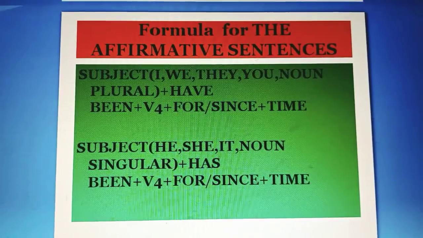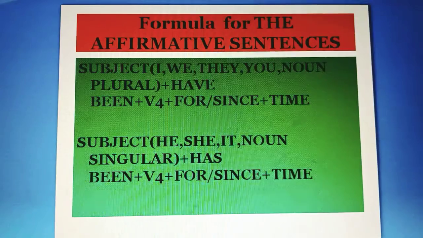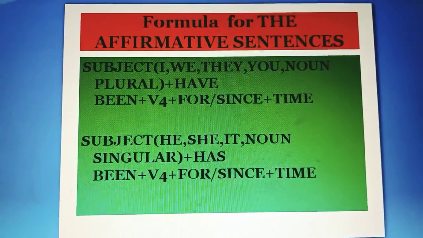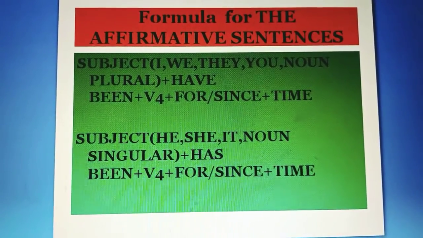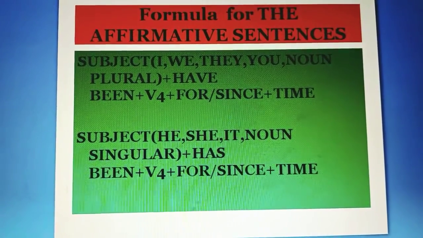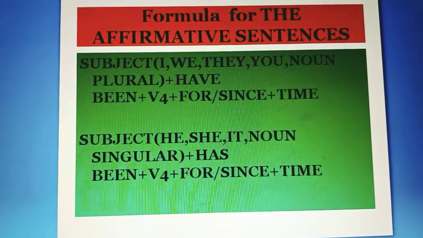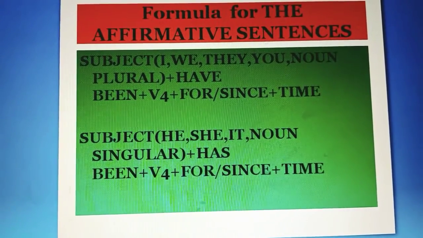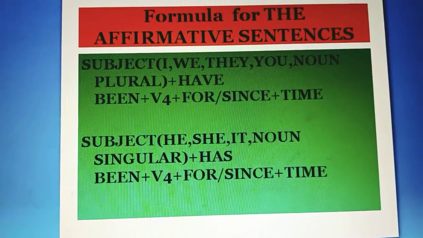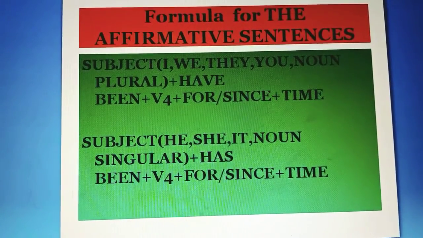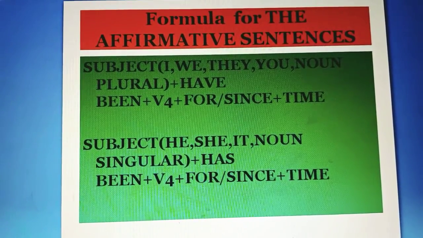Here is the formula for the formation of the sentence under this tense, right? The formula for the affirmative sentences: we have 2 types of subject, for which we follow 2 types of helping verb. In the first part we have a subject like I, we, you, they, noun plural. Then we have have. Okay, have been का हम use करेंगे यहाँ पे, and then there will be the use of the fourth form of the verb, that is the first form of the verb along with the ing, and then there is a use of for and since, and then time.